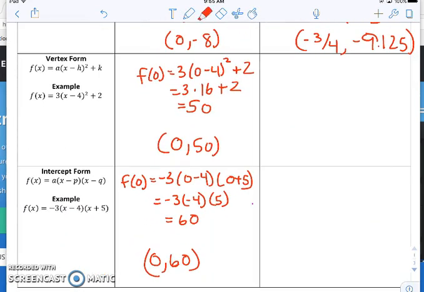The vertex for when it's in vertex form is super easy. It's just the h and the k, because this gives us our vertex right there. So since it's negative 4, it's going to be positive 4, and 2 is our vertex.